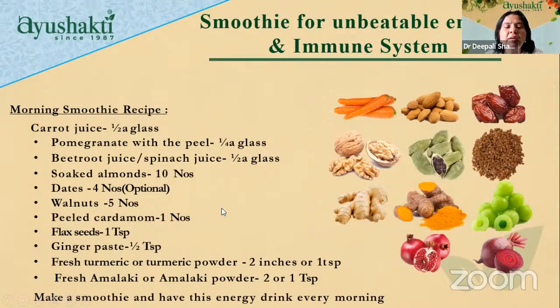Walnut 5 soaked, peeled cardamom 1, flaxseed soaked 1 teaspoon, and ginger paste half teaspoon. If you have fresh turmeric or turmeric powder, better to use organic turmeric powder, 1 teaspoon, or 2 inches of fresh turmeric. Fresh amla or amalaki powder. If you are taking fresh amla, take 2, and amalaki powder, take 1 teaspoon. Make this smoothie and have this energy drink every morning. Throughout the day, you will feel extremely energetic by consuming this.